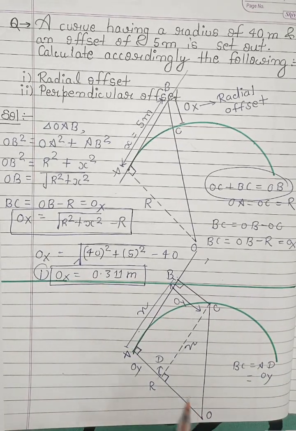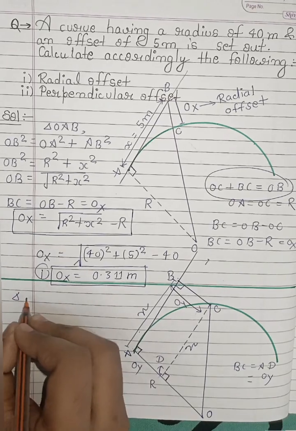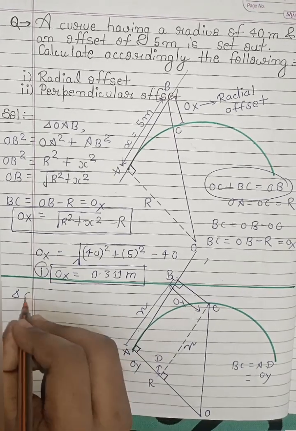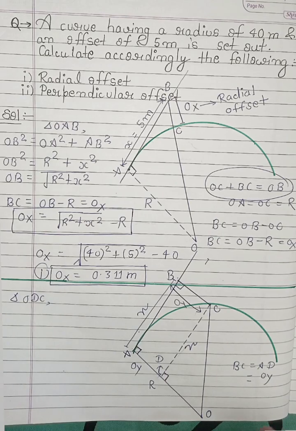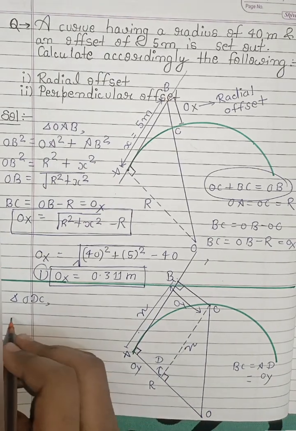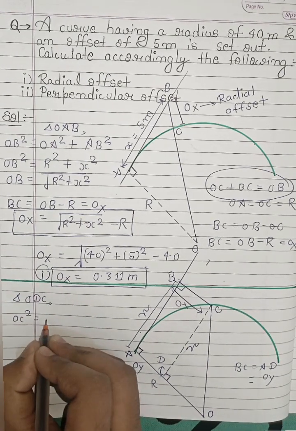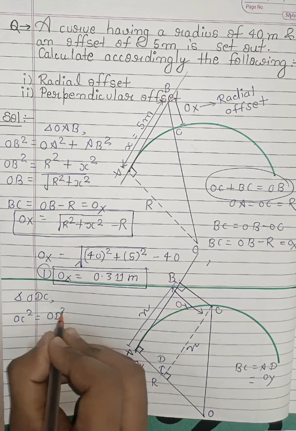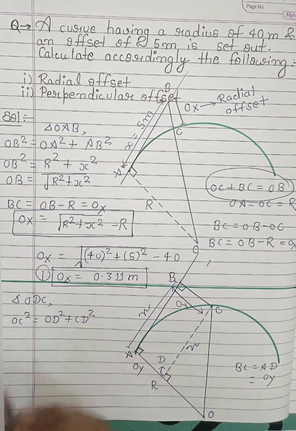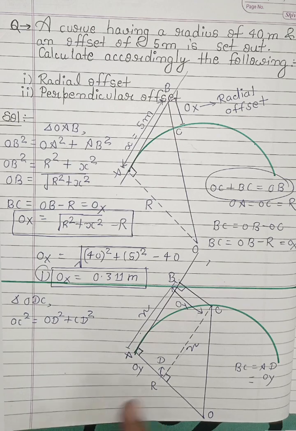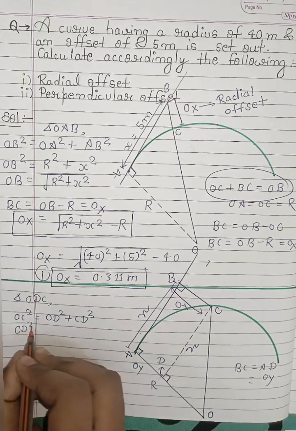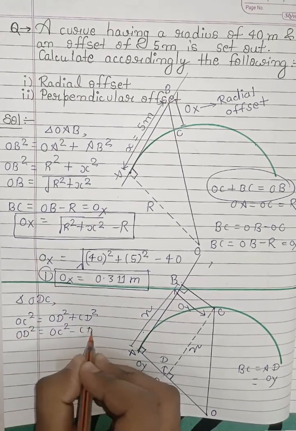फिर उसके बाद से वी कैन टेक ट्रायंगल. लेट्स गो टू ट्रायंगल, दिस वन ODC. So same we will use Pythagoras theorem. Here the hypotenuse is OC, so OC square is equal to OD square plus CD square. We have to calculate the value of OD. So what I can say that OD square is equal to OC square minus CD square.